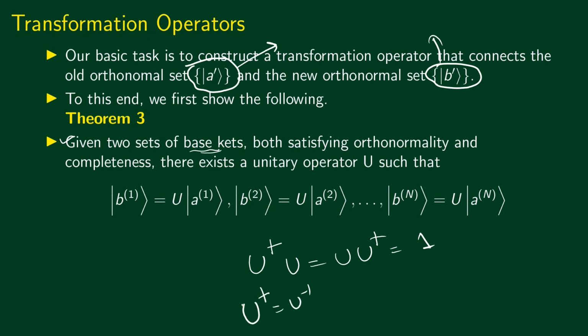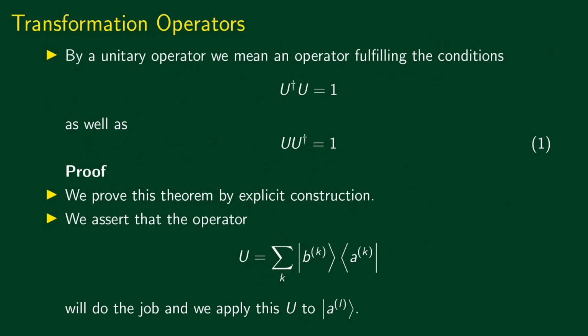We can also say, in other words, that U dagger is equal to U inverse. So U dagger here is U inverse, then U inverse U is the identity operator. So U dagger equal to U inverse is the condition for an operator to be unitary. So we'll show two things. First, that such an operator exists, and secondly, that this operator is actually unitary. So this is what we mean by a unitary operator: U dagger U is 1, or rather the identity operator.